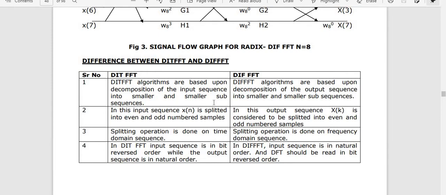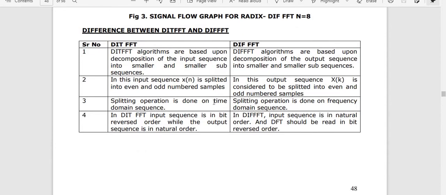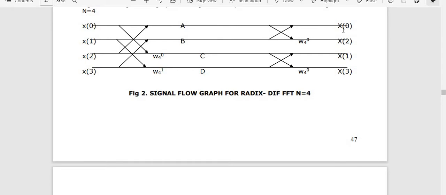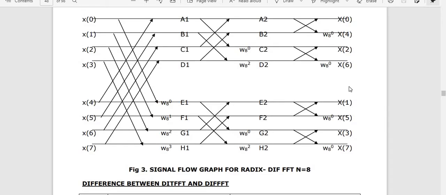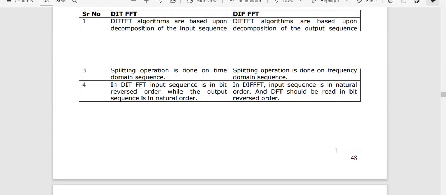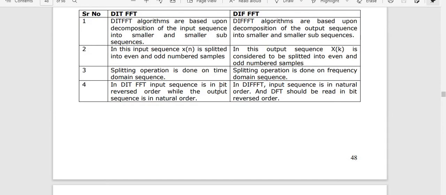Once we analyze both the functions, we are able to understand their functionality. In DIT FFT, the input sequence x of n is split into even and odd samples. In DIF FFT, the output sequence is considered as even and odd samples, but in bit reverse order. See here, we are making even and odd samples, right? Let me go ahead with 8 samples: 0, 4, 2, 6 is even, and 1, 5, 3, 7 is odd. So in one case we are splitting at the output end, and in the other at the input end. So splitting is done on the input in the time domain sequence in one, and in the frequency domain in the other.